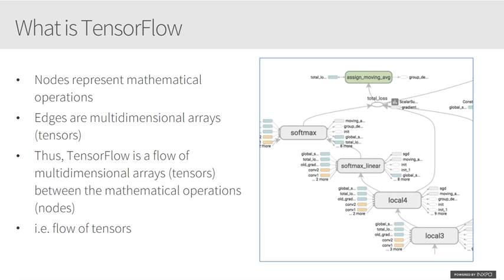When we talk about the concept of a data flow graph, think about a graph, except in this case the nodes represent your mathematical operations, and the edges of your graph are multi-dimensional arrays. These multi-dimensional arrays are known as tensors, by the way. So if you put those two concepts together, the nodes as your mathematical operations and your edges as tensors, TensorFlow is basically the flow of multi-dimensional arrays, tensors, between the mathematical operations, nodes, i.e. a flow of tensors, and hence the naming convention TensorFlow.